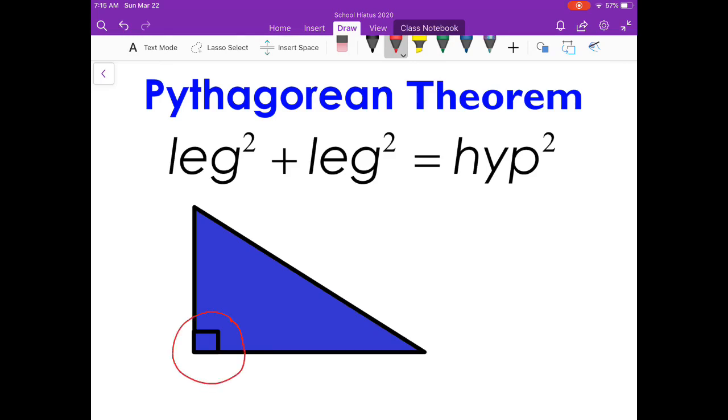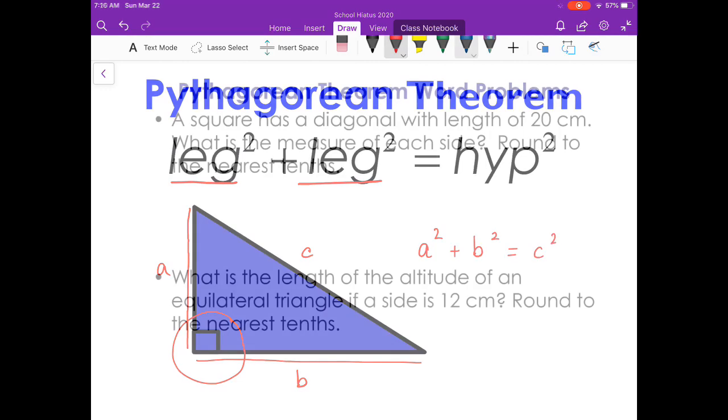By now you should be very familiar with the Pythagorean theorem. The Pythagorean theorem applies to right triangles, and it states that the sum of the squares of the two legs of the right triangle is equal to the square of the hypotenuse. Now we'll solve some word problems using the Pythagorean theorem.